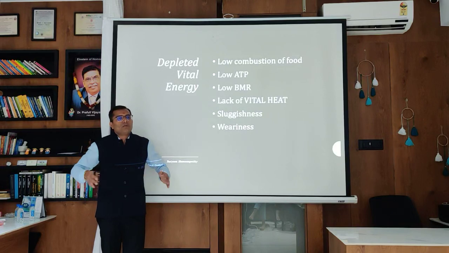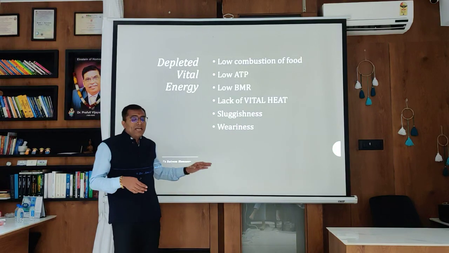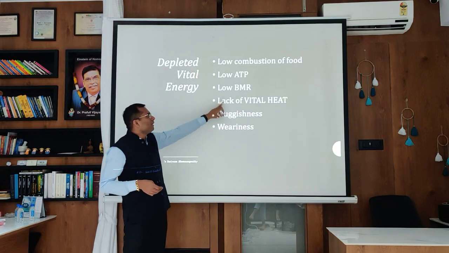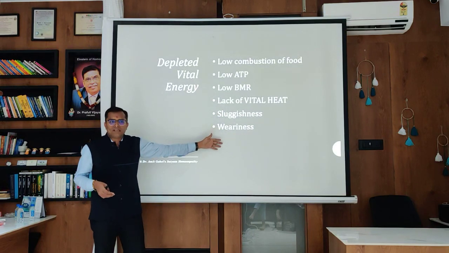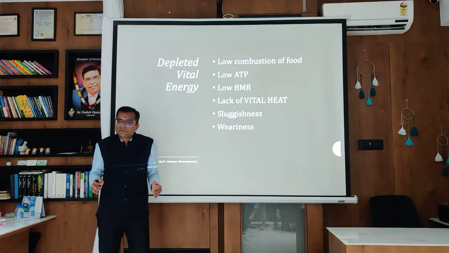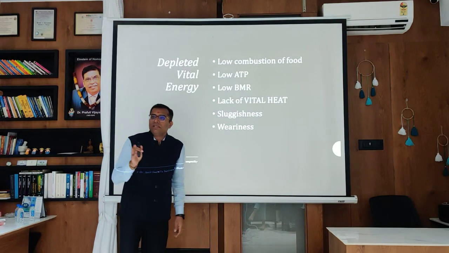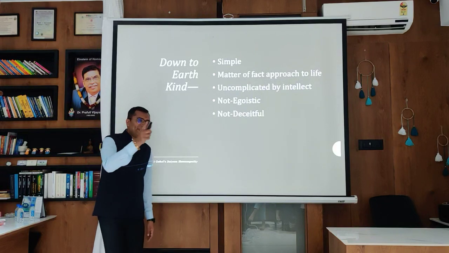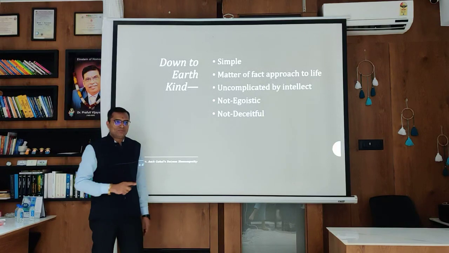So they go into roundedness. They go into obesity. They go into fattiness. And what happens with this? Low BMR, low ATP. When there is low ATP and low BMR, the vital heat is low, and that finally leads to sluggishness and weariness. So most of the fatty people who are very sluggish, there are remedies: obese and yet active, the remedy is Opium. Obese and yet active, the remedy is Opium. Now, Mercury is there also, obese and active. Yes.